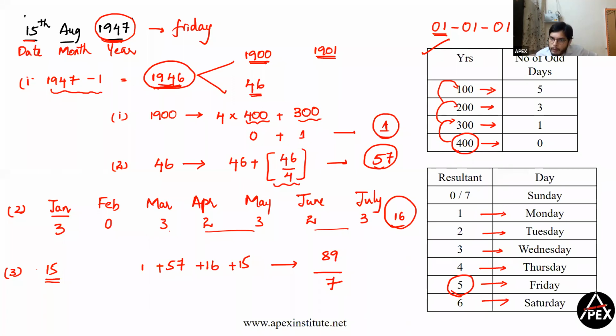First, try to accommodate maximum 400s, then maximum 300s, then 200s, and then 100s. So we have 4 into 400, 1600. In 1600 years, the number of odd days will be 0. And in 300 years, we have 1.